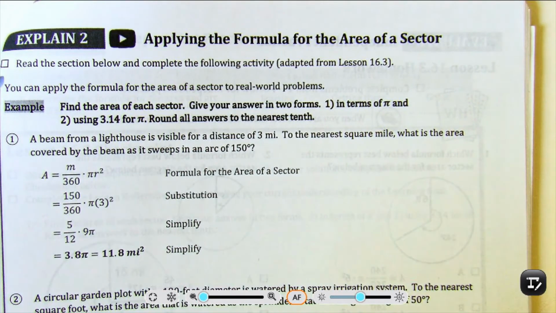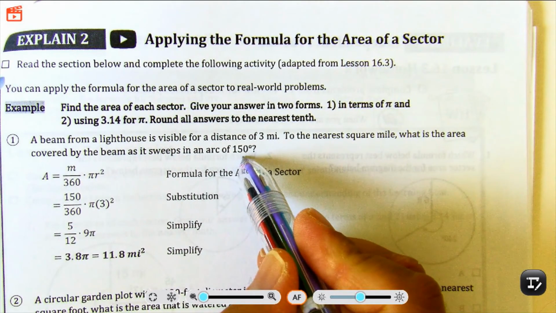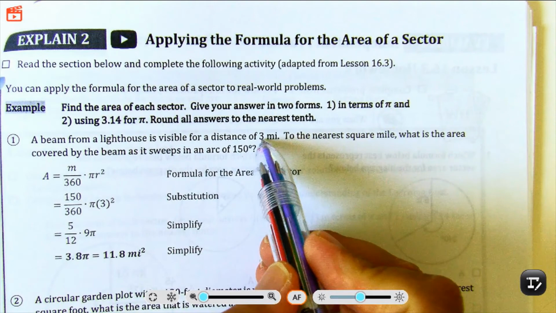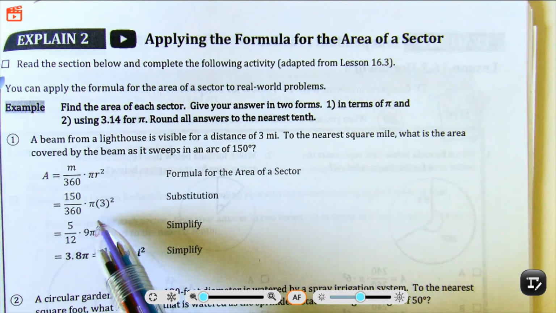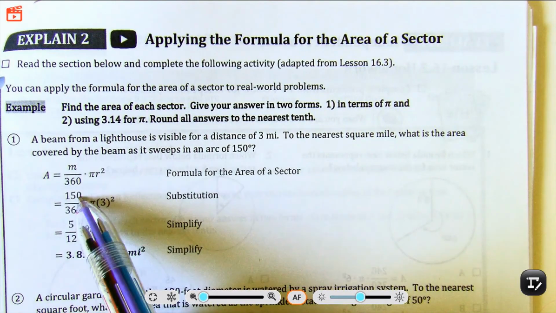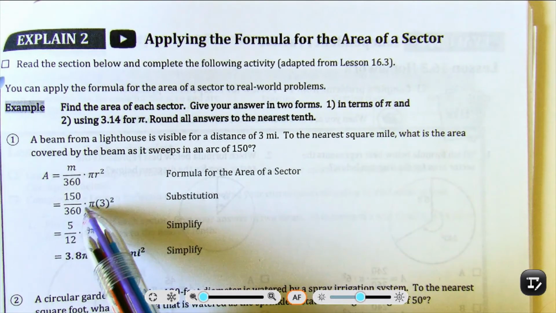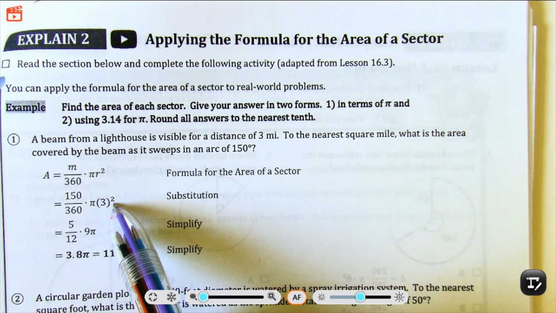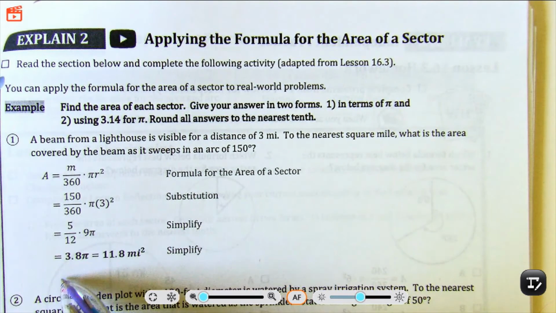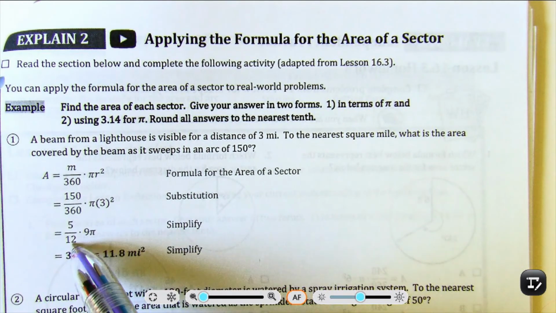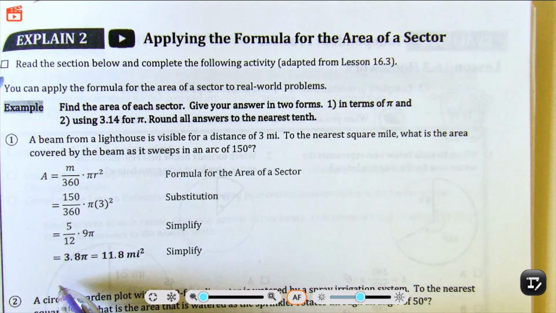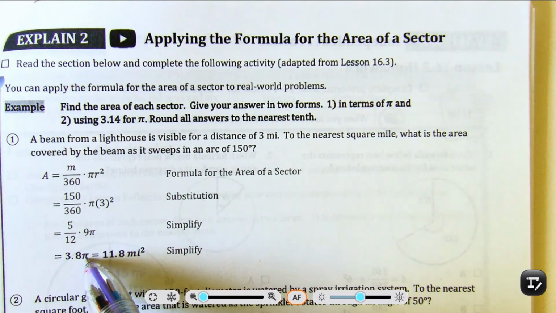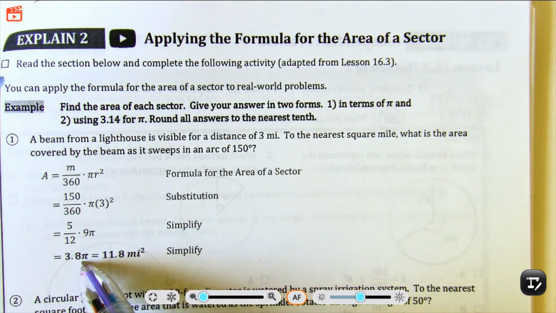So plugging in the information, 150 over 360 times pi r squared, and then they just multiplied 5 times 9 divided by 12, and they got 3.8. And notice that they are saving this last part for the end. So the last step that they do is they multiply 3.14 times 3.8, and then they get 11.8.